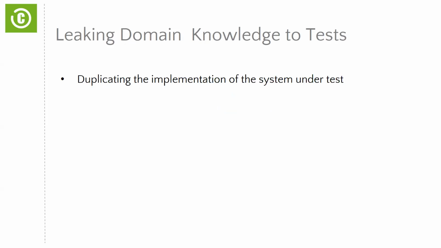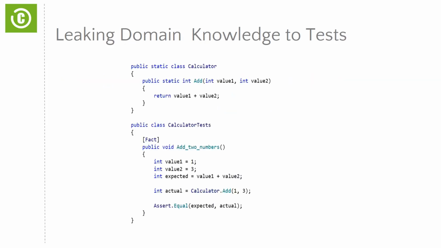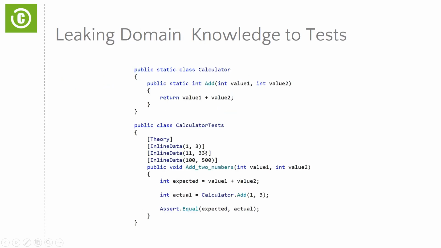Another anti-pattern is to duplicate the implementation of the system under test. Here is a very simple example. This is a calculator class. It has a method to add two numbers and then return the value. And in our unit test, we have value 1, value 2. We are adding those values and getting the expected result. Then we are comparing it against the add method of calculator. We can also prepare our test data, and then we can perform the unit testing.